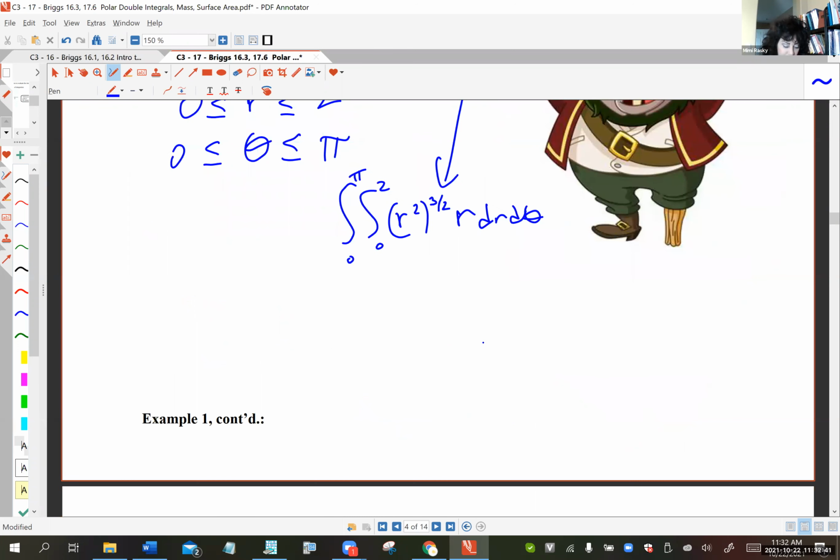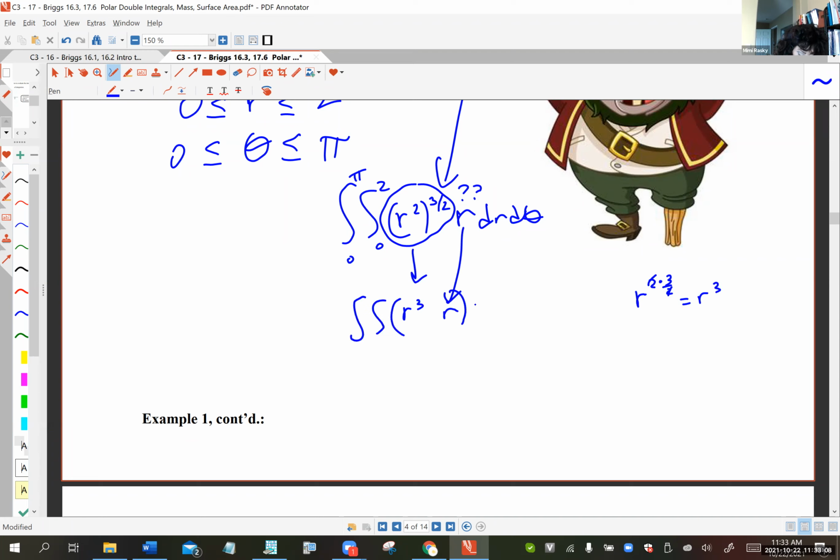First, some cleanup. You have to know a little bit of exponent laws. So those exponents there, do you add them, subtract, multiply, divide? What do you do when you have a power to a power? Does anybody remember? Isn't it you multiply? Good. Yeah, so it's r to the 2 times 3/2, but the 2's cancel, so that's going to end up being r cubed. Be careful, because we have another r there from the area element.